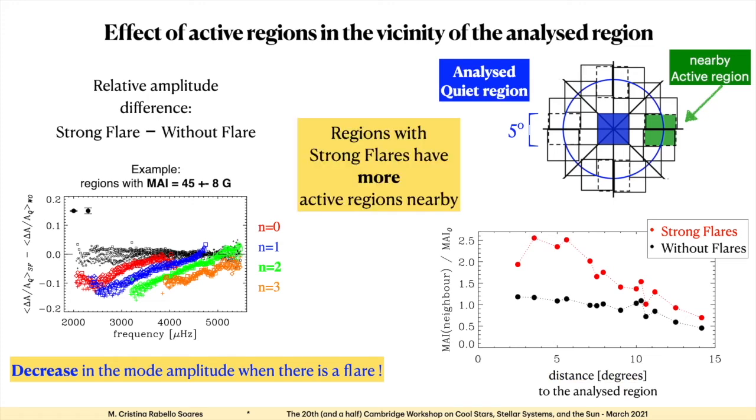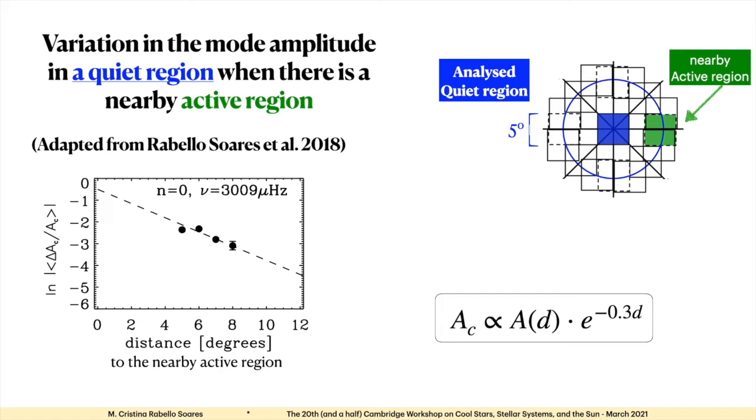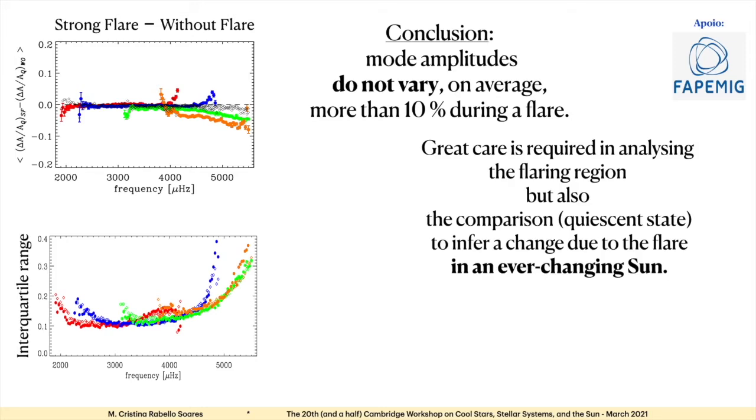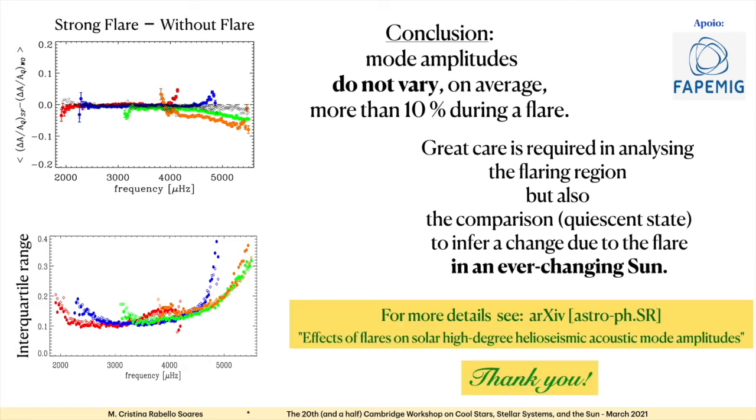Around flare regions, there are on average more active regions. As shown in our previous work, the amplitudes are attenuated by nearby active regions. So when taking this into account, we see no variation larger than 10% in the mode amplitude. Also, we show that great care is required in analyzing the flare regions and the comparison ones in an ever-changing Sun. For more details, see our paper, and thanks for the attention.